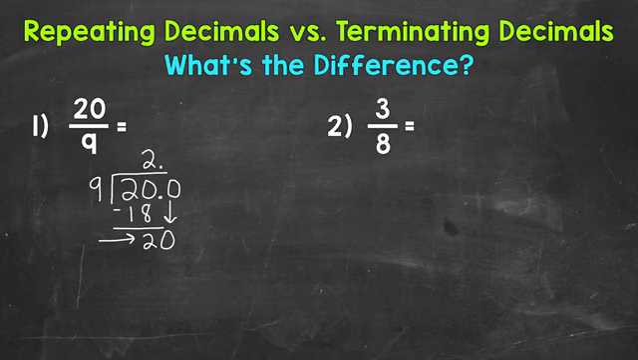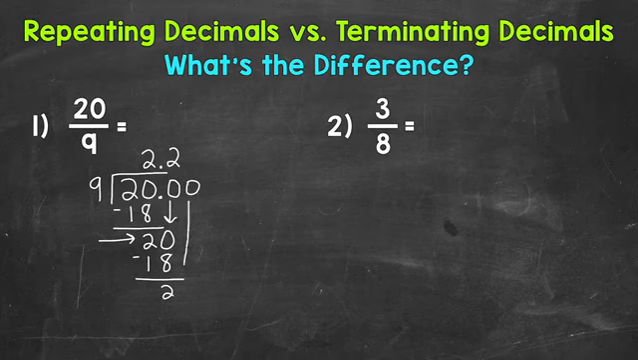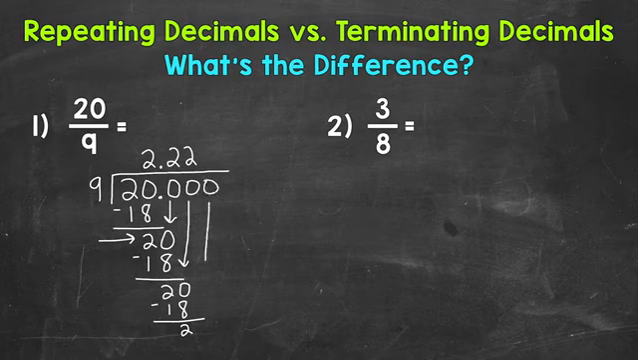20 divided by 9, well, that's 2. 2 times 9 is 18. Subtract, we get 2. So we need to continue on. We'll use another 0. Bring that down. So we have 20 divided by 9 again, which is 2. Let me extend this bar here. 2 times 9 is 18. And you'll probably notice a pattern. So 20 minus 18 is 2. We'll use another 0. And this pattern is going to continue on forever.